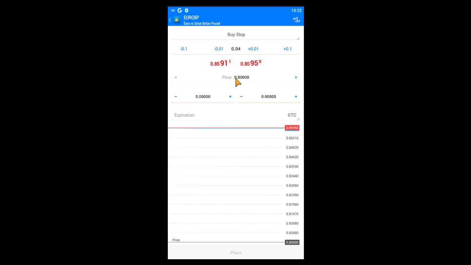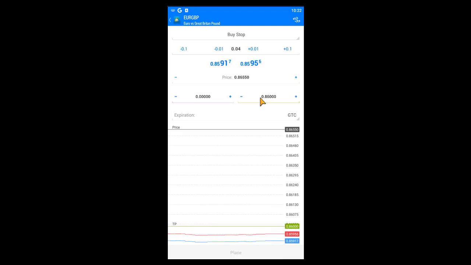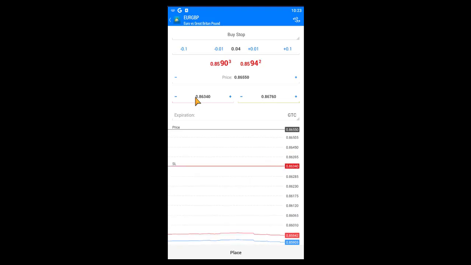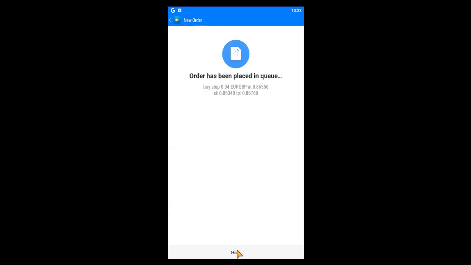So 0.86550 there. Then of course the take profit price, 0.86760. Then the stop loss there at 0.86340. Okay, now please don't forget, buy stop, you're buying above the market price. The price we pick to use as our buy stop is actually a price that is above our current market price. So I'll just click on place, then you wait for it.